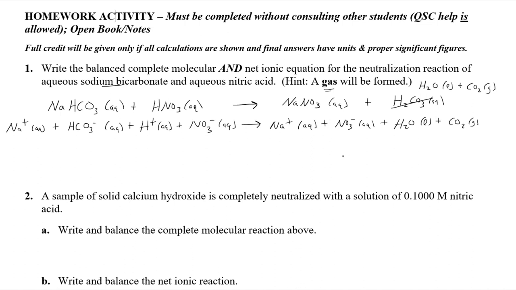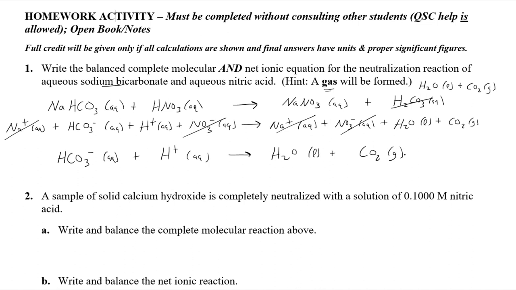Now we look at who's going to be a spectator and not do anything. Well, I see a sodium over here and a sodium over here. I see a nitrate over here and a nitrate over there. So it looks like the net ionic reaction is nothing more than this bicarbonate ion reacting with acidic proton, H plus, and that's going to give us water in liquid form plus some nice bubbles of carbon dioxide. And there we go. That is how you go from the balanced complete molecular all the way down to the net ionic.